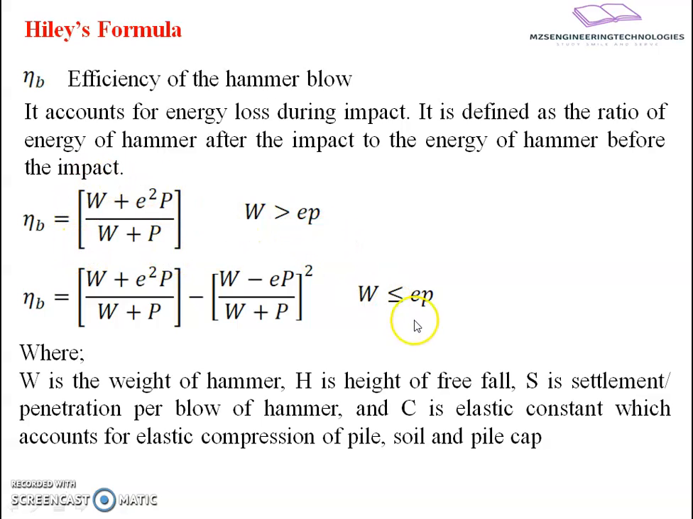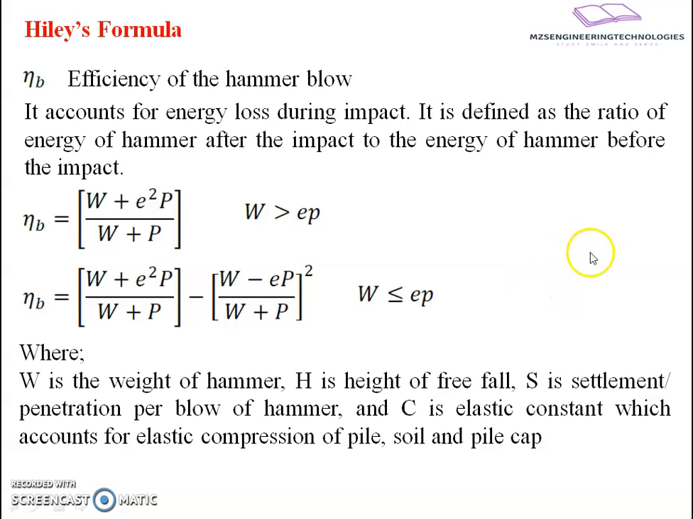When it is less than or equal to this, then we modify the coefficient with a formulation like W plus E square P divided by W plus P minus W minus E P divided by W plus P whole square. Now for defining the C value, the elastic constant which accounts for the elastic compression of the pile has been divided into three component parts. One takes care of the pile type, the second takes care of the soil type, and the third takes care of the pile cap. Now let us talk about the pile cap here.